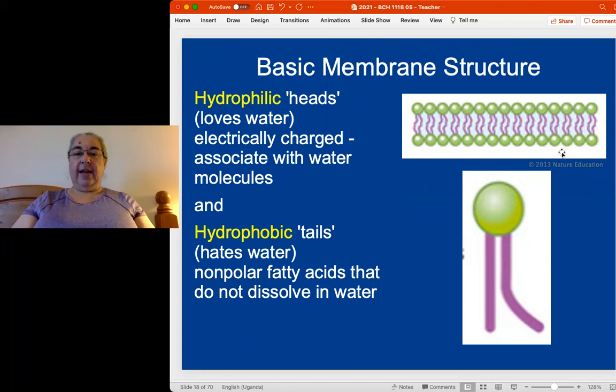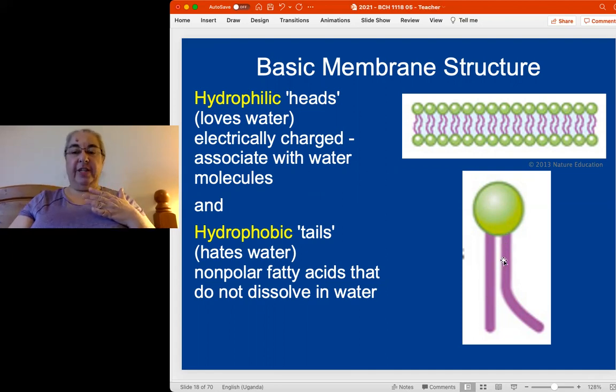So the hydrophilic head is hydrophilic because it's electrically charged and therefore it likes to associate with water molecules. It's easy to make interactions with the water molecules on both sides of the membrane layer here. On the other hand, the hydrophobic tails are made up of non-polar fatty acids.